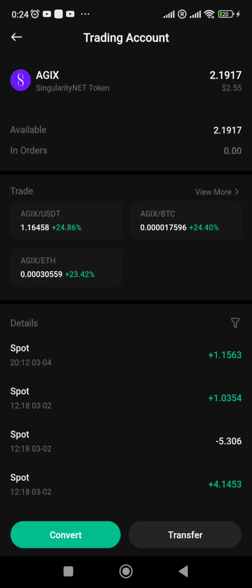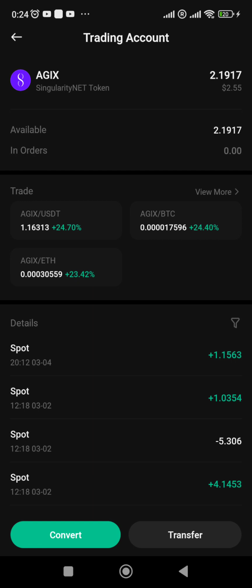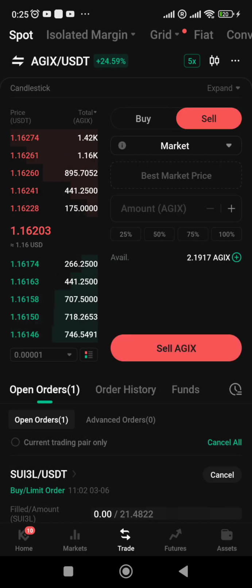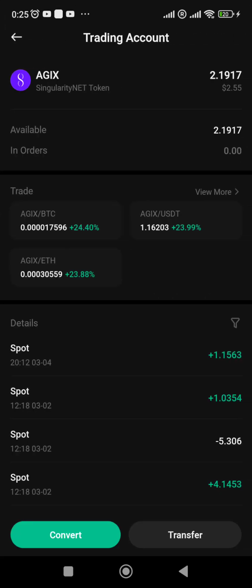So I click on Agix/USDT, and of course you can see it's risen by 24.7% generally, but my own value has risen by that amount I mentioned. Because this 24.7% is simply what has happened in the last 24 hours in the market. Oh well, Agix USDT is 23.99%.